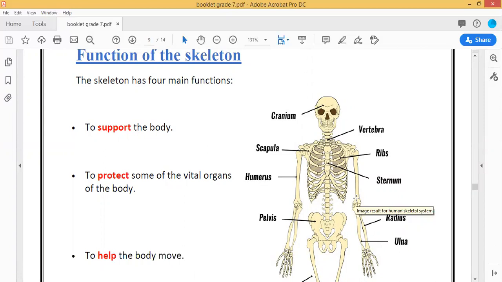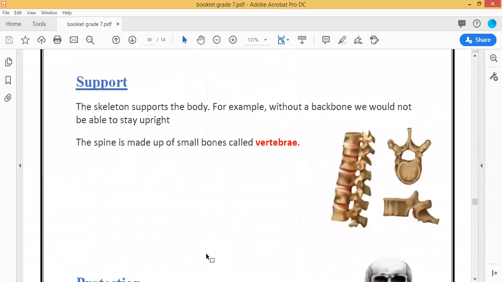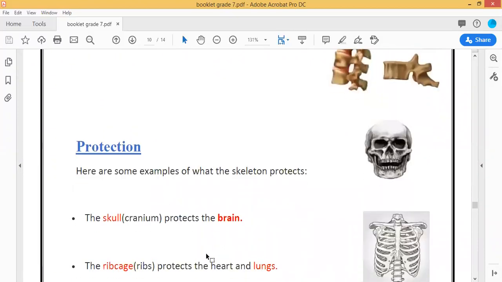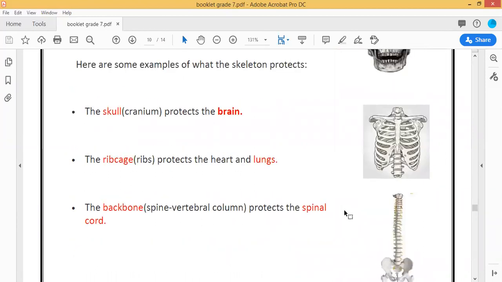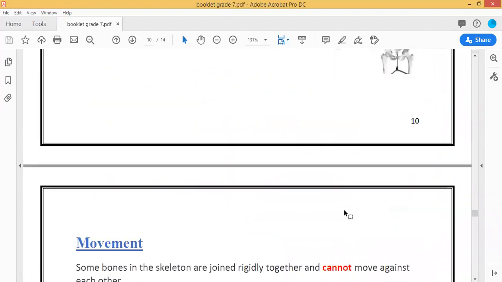Number three, it will help in movement. How will it happen? Actually, the movement will happen by the help of two systems, skeletal system and muscular system. We will study the muscular system later on. Okay, so let's revise again. Number one, it will support the body or give the body its own shape. It will protect the vital organs. Here you can see that the skull will protect the brain, the rib cage will protect the heart and lungs. Yes, the backbone will protect what? Spinal cord. Yes. So this is the main function of the skeleton.